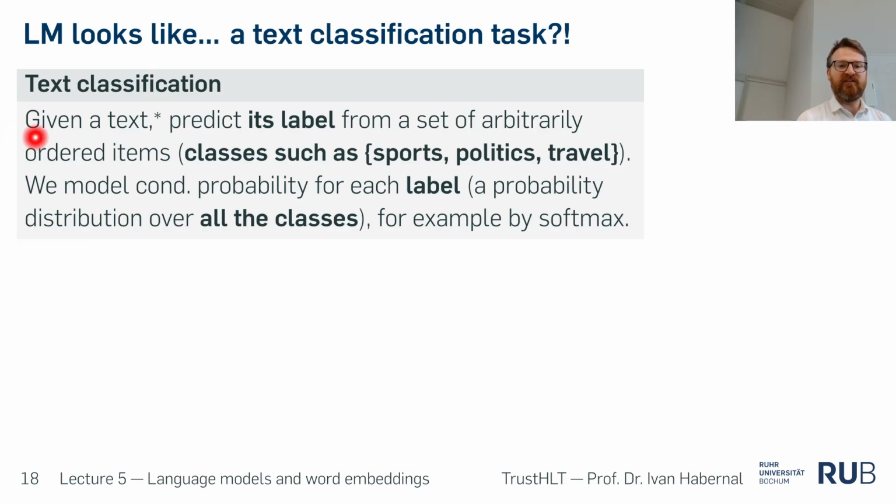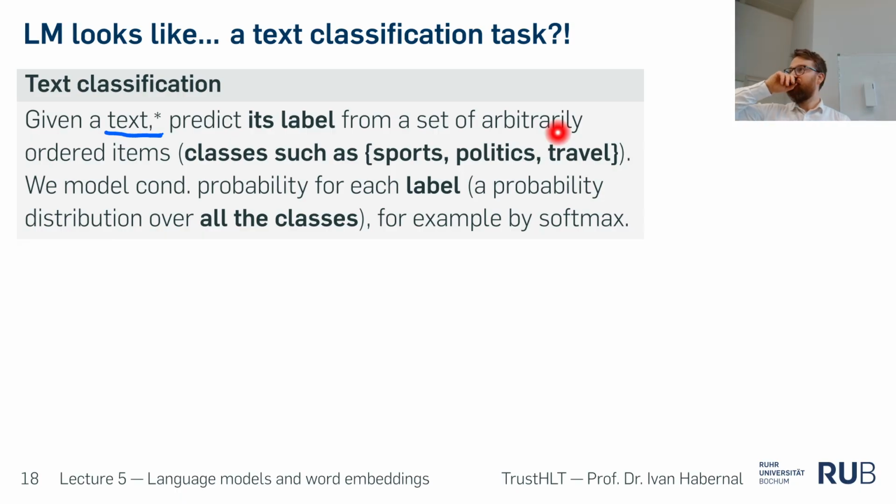For text classification, given a text, and we talked about how to turn text into a bunch of numbers, one-hot encoding and stuff like that, predict its label from a set of arbitrarily ordered items. So we have classes, for example, sports, politics, and travel. And we model the conditional probability for each label, which is a probability distribution over all the classes, for example, by softmax.